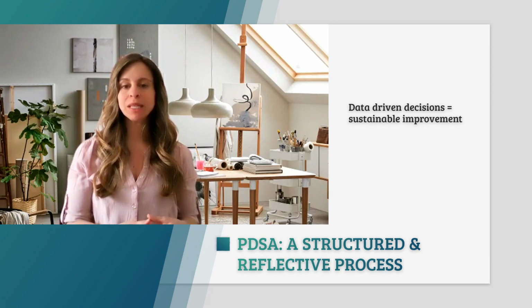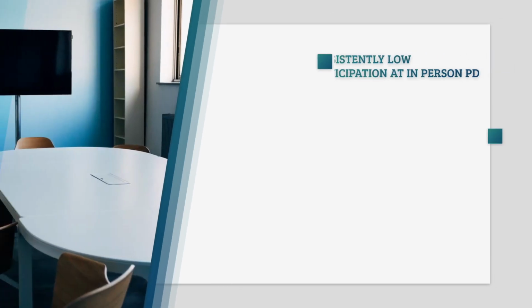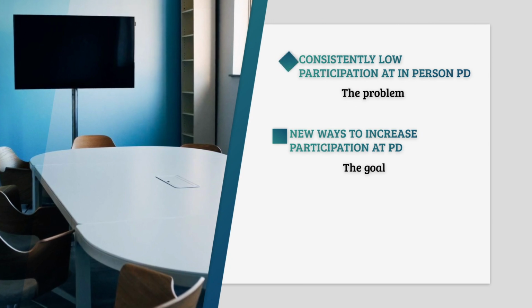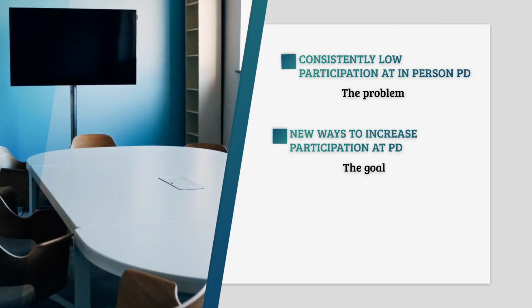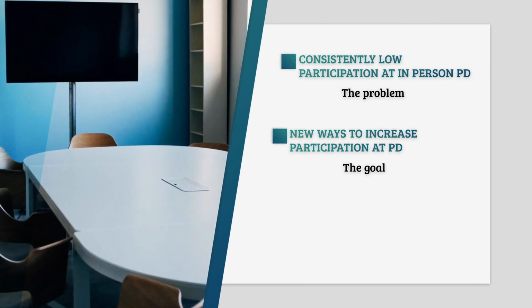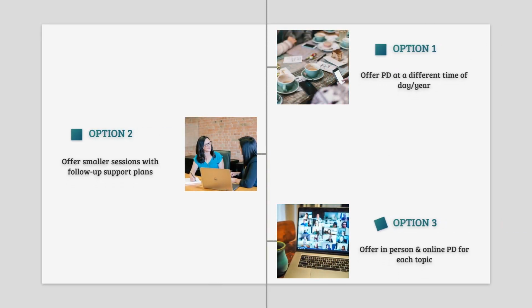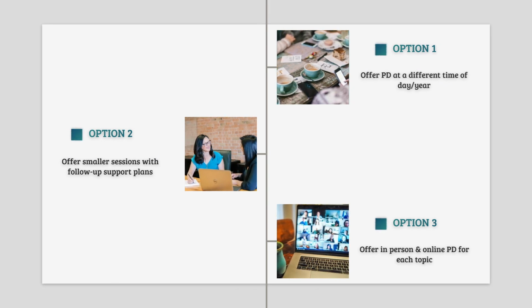Let's look more closely at the 4 stages of a PDSA or Plan, Do, Study, Act cycle, using attendance at PD as our example. Let's say that attendance at PD sessions is consistently low. A team is thinking of new ways to increase attendance and participation at PD. Should PD be offered at a different time of year? Perhaps smaller sessions with a follow-up plan? Or maybe the option of online PD?